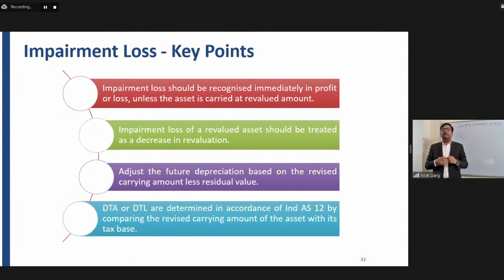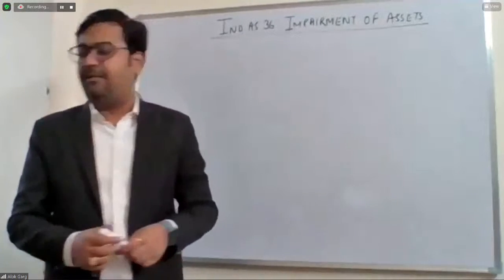So friends, now we'll discuss some key points. First of all, impairment loss should be recognized immediately in profit or loss unless the asset is carried at revalued amount. So what does it mean?